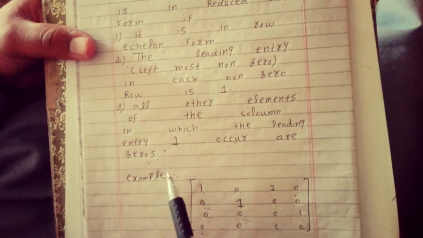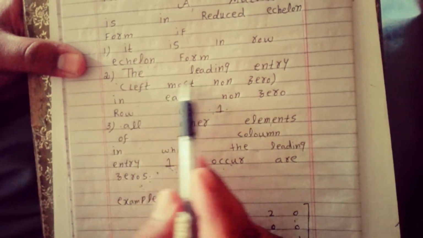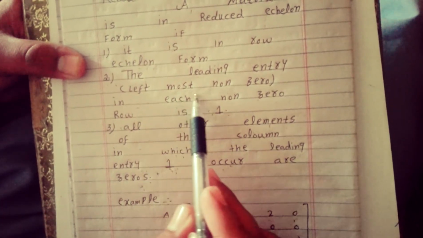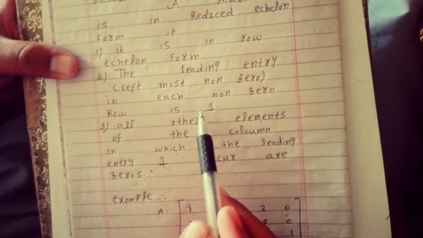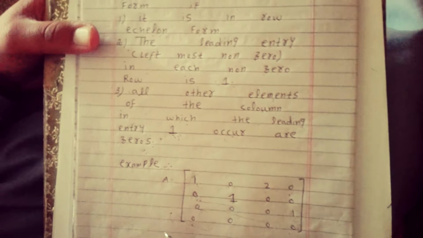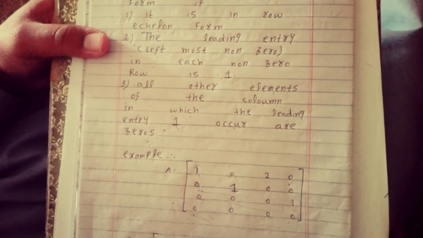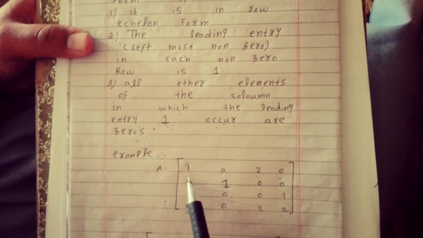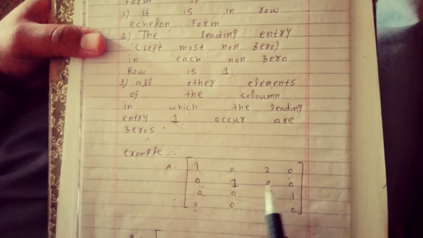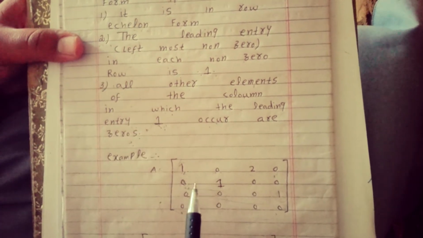Now we check the second property. What is the second property? The second property is the leading entry, the leftmost non-zero entry in each non-zero row, is 1. This means that in a non-zero row, if the row starts with a non-zero digit, it must be 1. So look at here, this row starts with a non-zero entry which is 1. So yes, the second property is also satisfied.